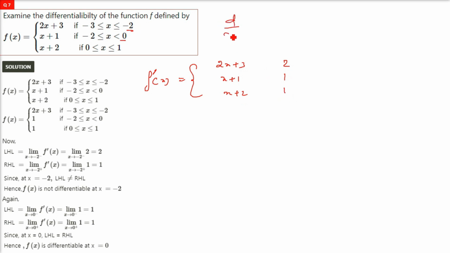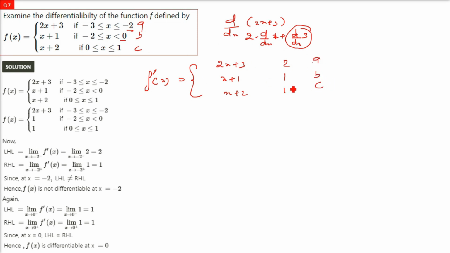That is d by dx I'm finding out. For example, let me tell you about 2x plus 3: 2 d by dx of x plus d by dx of 3. You know d by dx of 3 is 0. D by dx of x will be 1, so 2 will come. Similarly, 1 and 1 for the other two branches also. Now the range will remain the same. Let me just call them A, B, C. I would not like to write again. So this is A, B, C.